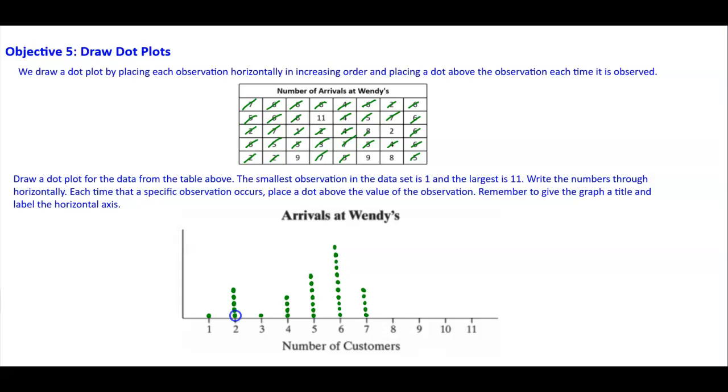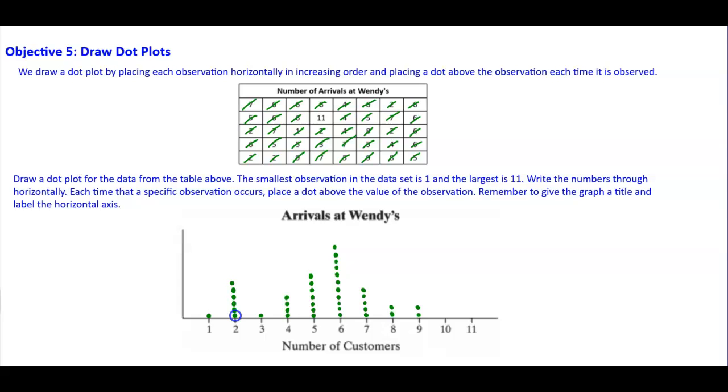And then for 8, we have 1 and then 2. And then for 9, we also have 2. And then I missed the value of 2 here. So let's see here. 1, 2, 3, 4, 5. There should be 6 2s. So I should have another dot over here.